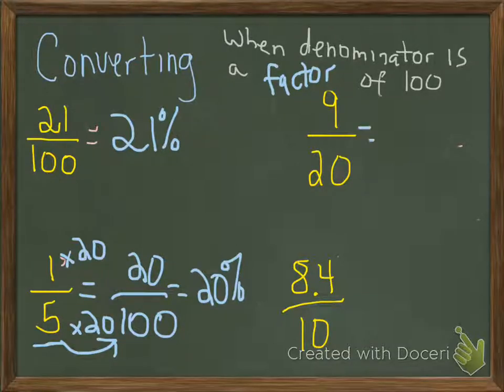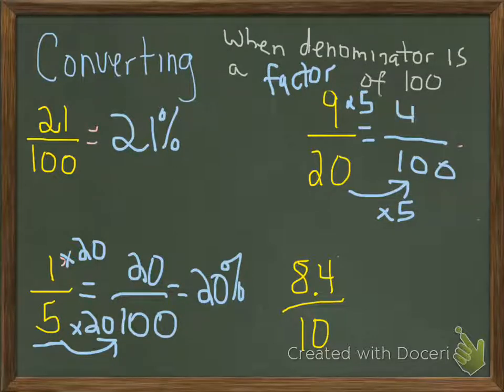Okay, same thing here. 9 over 20. Always set it out of 100 because that's our definition of percent. It's out of 100. You go from 20 to 100. That's 5 times bigger. Therefore, you have to multiply this top 9 by 5. You would get 45 out of 100 and 45%.